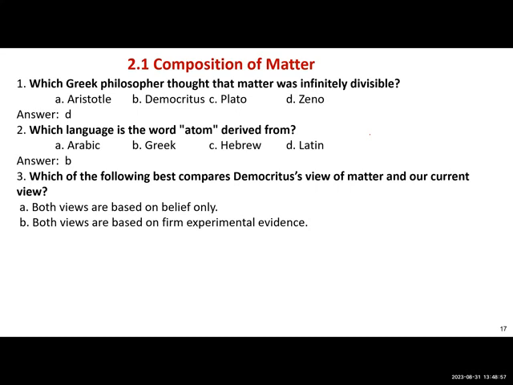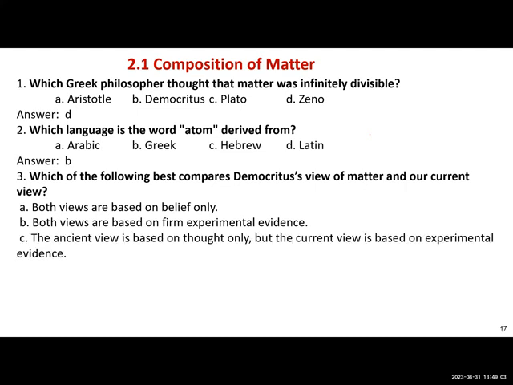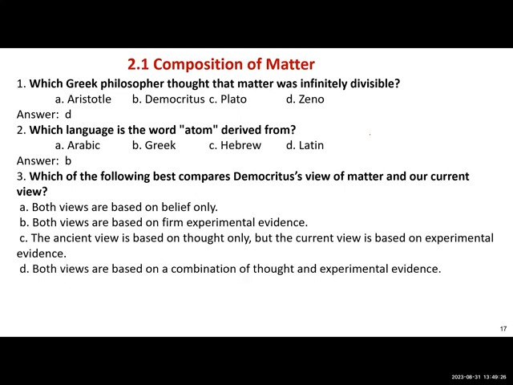No, the ancient view is not based on experiment, only belief. That's false. The ancient view is based on thought only, but the current view is based on experiment. That's the correct statement, since 'but' is the same as 'and'. So this is the correct answer. The last one is both views are based on a combination of thought and experimental evidence. That's not true either. Therefore, answer is C.